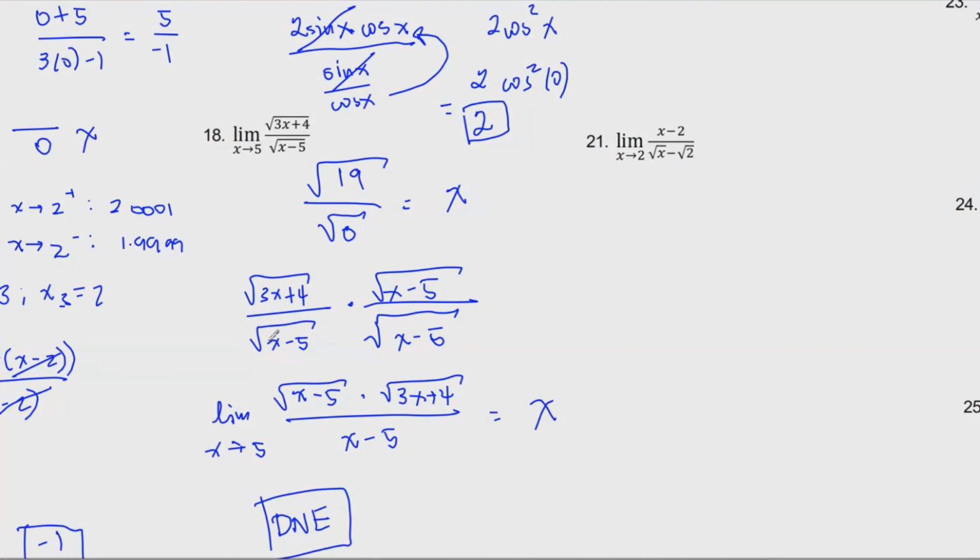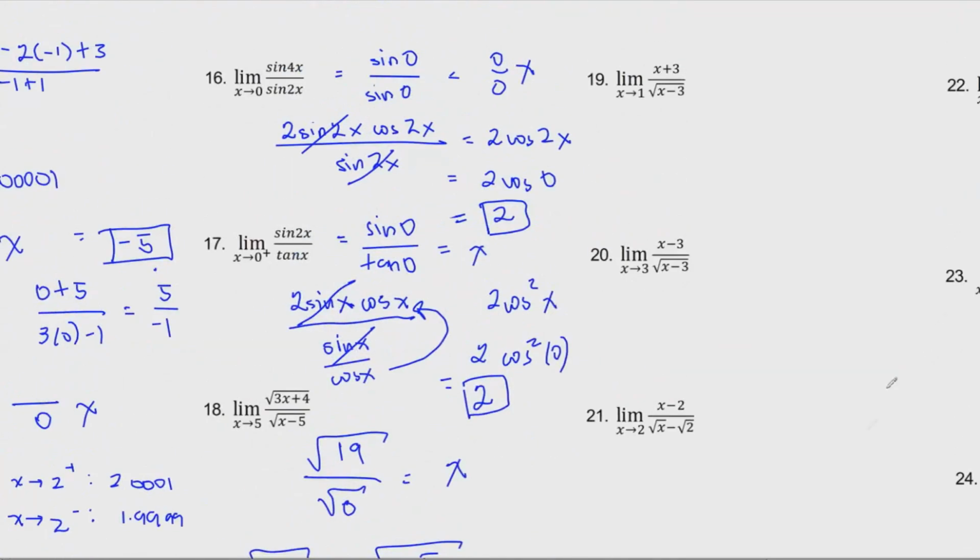You might as well want to try using your calculator to solve it by simply substituting a value at the right of 5 and at the left of 5. If you get a different answer, then the limit does not exist. So now let's proceed with number 19.